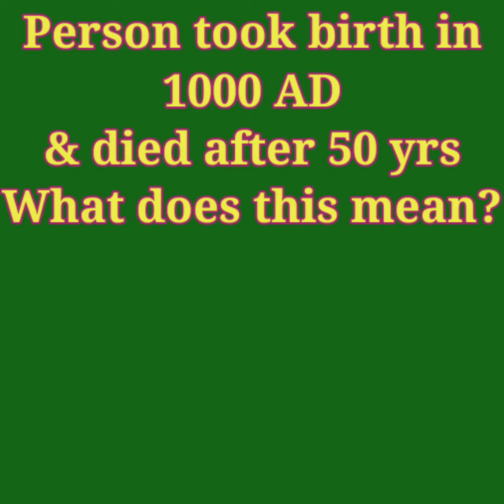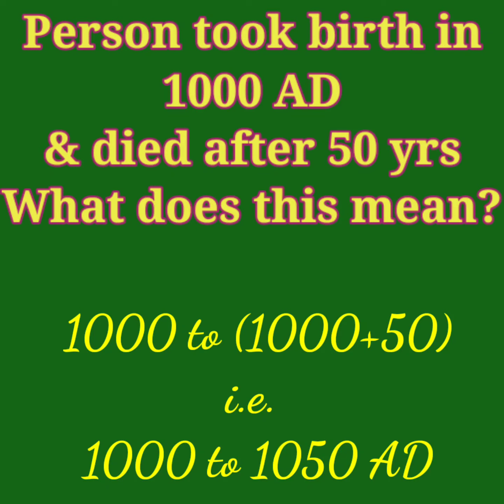Now let's take another example. If a person took his birth in 1000 AD and died after 50 years, what does this mean? That is, for what time period he was alive. So when the time period is in AD, it will be in increasing order. So he will be alive from 1000 to 1000 plus 50, that is 1050 AD. That is, he will be alive from 1000 to 1050 AD.